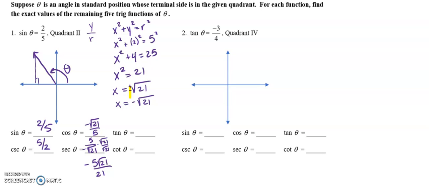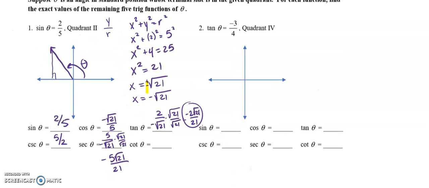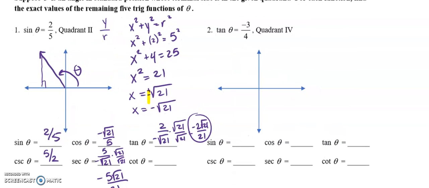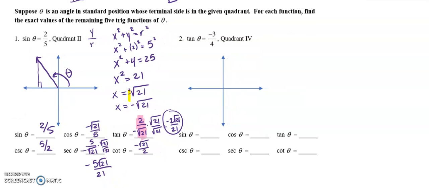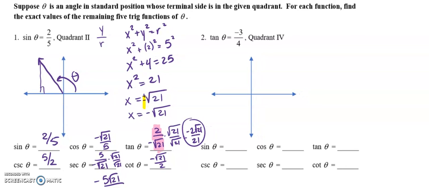Tangent is y over x. The y is equal to 2. The x is equal to the negative square root of 21. Rationalize. And we get negative 2 square root of 21 over 21. Sorry, squeezing that in there. I guess I can make it a little bigger. And then cotangent is the reciprocal. I'm going to flip that one before I rationalize so that I don't have to rationalize again, because we all know how I feel about that. Okay? Again, we have to worry about the sign now, S-I-G-N.